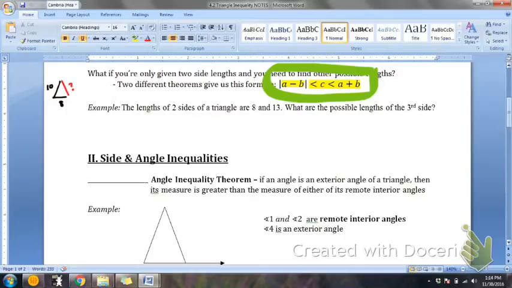It says the lengths of two sides of a triangle are 8 and 13. What are the possible lengths of the third side? So 8 and 13 are my A and my B. It doesn't matter which one is which. If we look at our formula, it says the absolute value of A minus B less than C less than A plus B. I'm going to plug in my A and B. So I have the absolute value of 8 minus 13 less than C less than 8 plus 13. All I did was plug in the A and B into the formula.